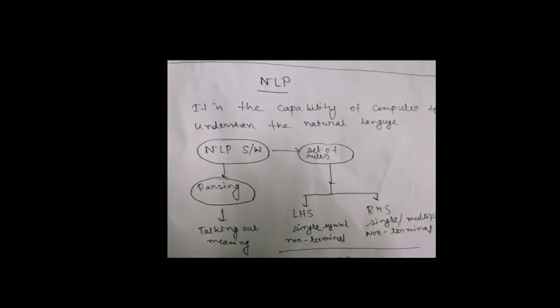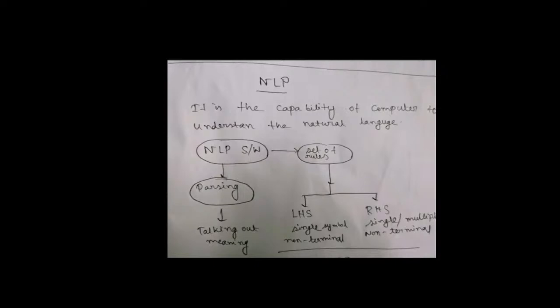Natural language is any language that we can talk, for example English, or any other language. So it gives the computer the capability to analyze the language. That is called natural language processing. Now we need to know what a context-free grammar is. But before moving on to the context-free grammar, let's talk about this diagram.